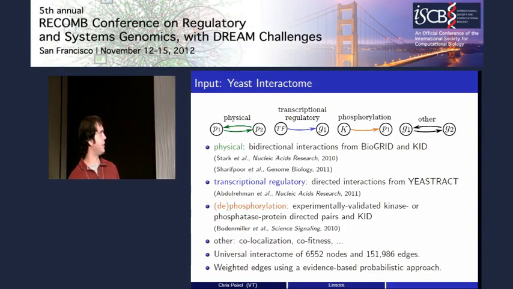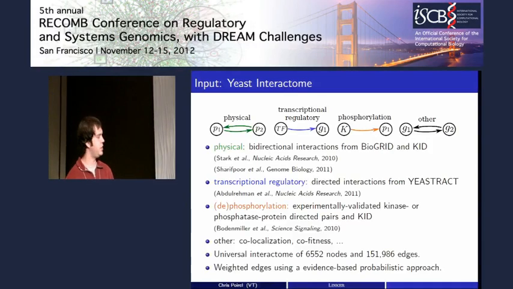Ultimately, we get a network that contains a number of interactions that include physical interactions, transcription regulatory events, as well as phosphorylation events. And we directed these interactions in an appropriate way. For instance, the transcription regulatory events are directed from the transcription factor toward the gene that it regulates. Ultimately, we get a network with 6,500 nodes and about 152,000 directed edges.